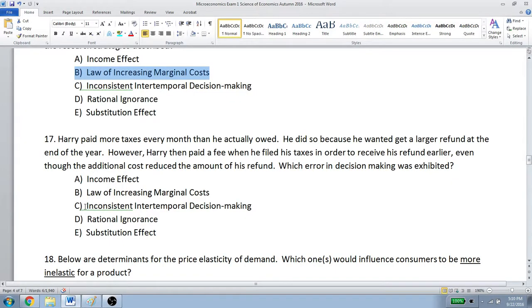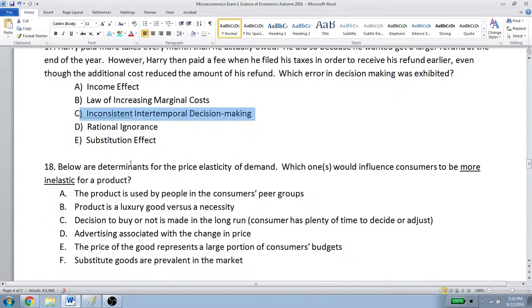So we would say that it's inconsistent intertemporal decision making on Harry's part, that he was willing to go without his money for the whole year and then ended up paying extra to get his money a few weeks earlier for the refund. That's inconsistent, and it's a sign of irrational thinking or bounded rationality.